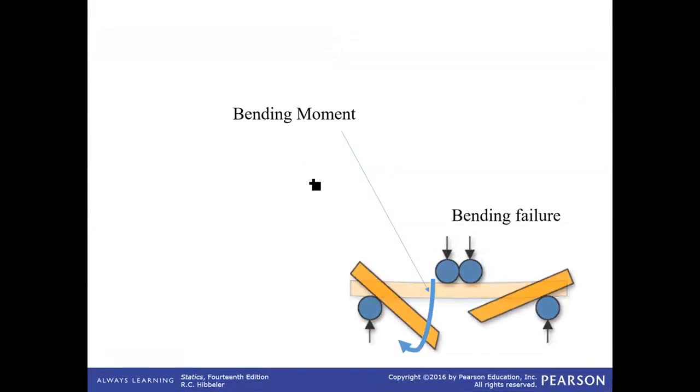There is another type of internal load called bending moment. When a load is applied to a beam which is supported, and the load is more than the capacity of the beam itself, then the beam will fail because of bending. It will just bend and break. This type of failure is called bending failure, and that internal load is called bending moment.